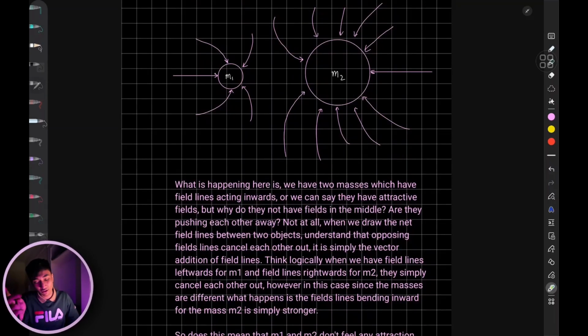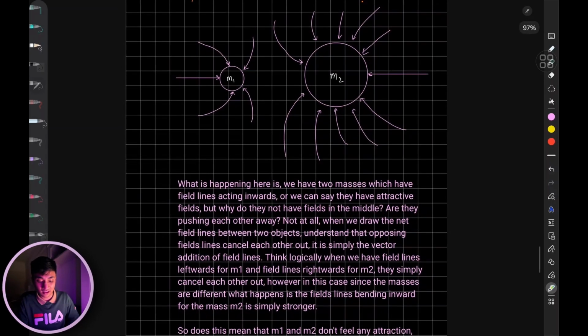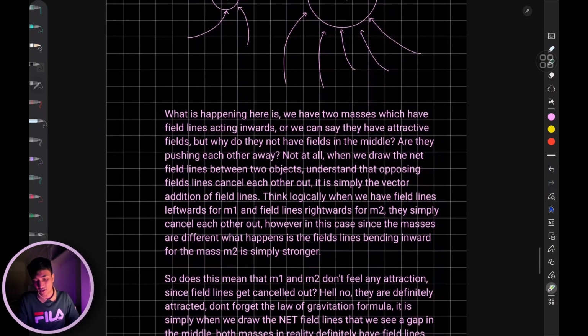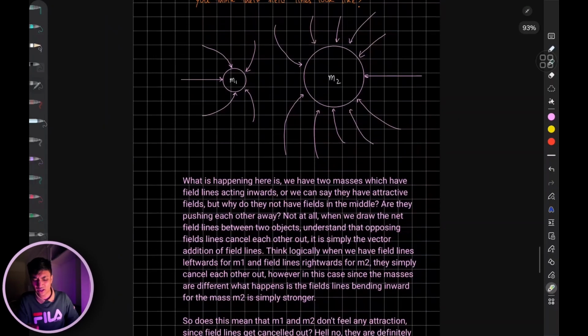A few people, not a lot, have asked me, if you have forces over here, how do the field lines look? Why is there a gap here? The gap is because the field lines can't cross each other, right? So that is the main idea that I want to show you guys: if two masses with attractive forces apply over here, how would the field lines look? I hope you get the idea. If you have any question, do let me know.